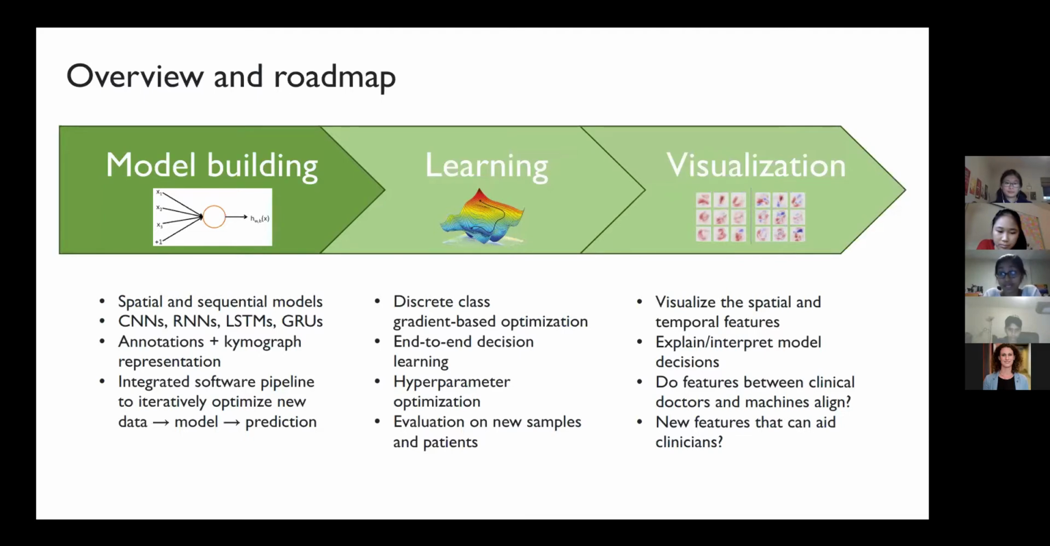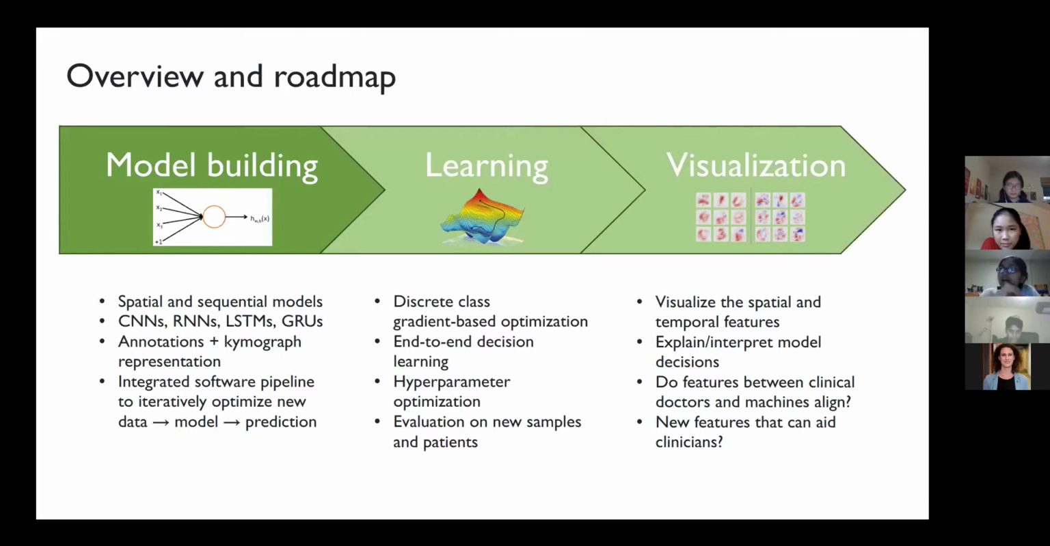We then annotate our images, which is just a fancy word for saying we put some human markings on it to help the machine in understanding. And then we have a chymograph representation, which I'll come to later. We then use an integrated software pipeline that will iteratively take on new data, build a model out of it, and give us a prediction on it.